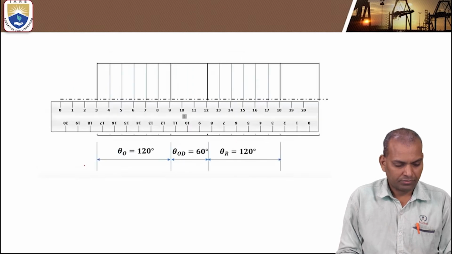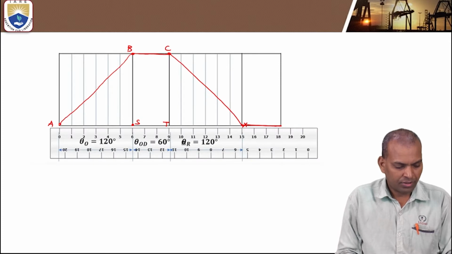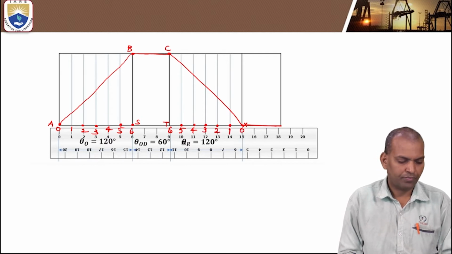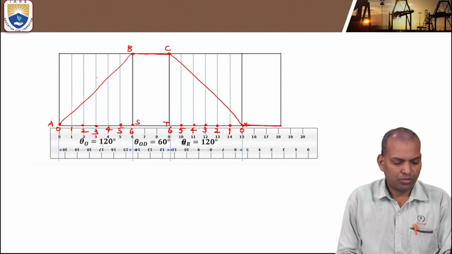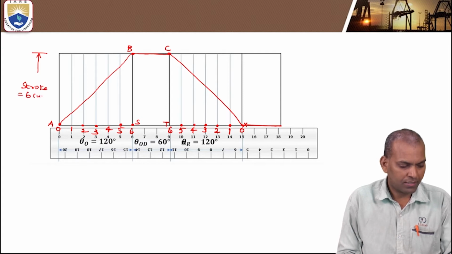Now if you join, this is the displacement diagram, as I showed you before. Just mark the points: 0, 1, 2, 3, 4, 5 and 6. Here it becomes 6, 5, 4, 3, 2, 1, 0. So this diagram is known as the displacement diagram. What is the height of the axis Y? It is the lift or stroke, that is, stroke equal to 6 centimeters.